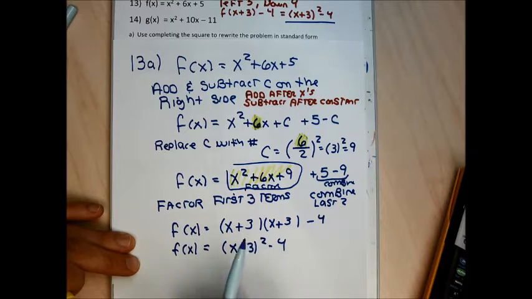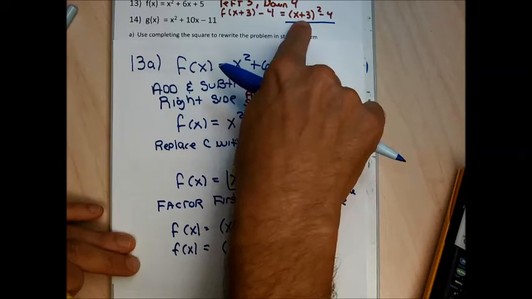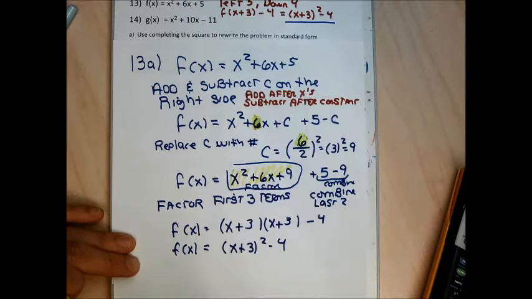And this is considered rewriting the problem in standard form. I actually kind of came up with that. I came up with x plus 3 squared minus 4 by looking at my graph, knowing that the graph was moved left 3 and down 4.